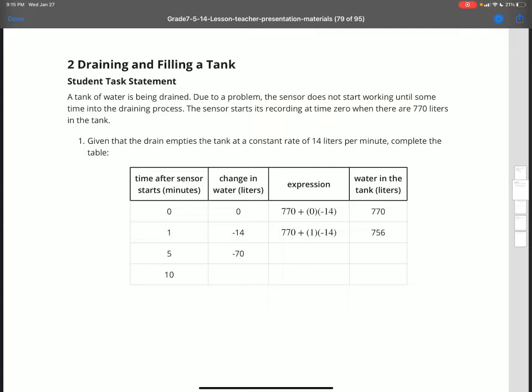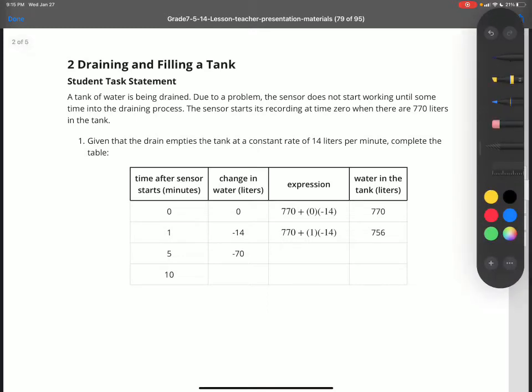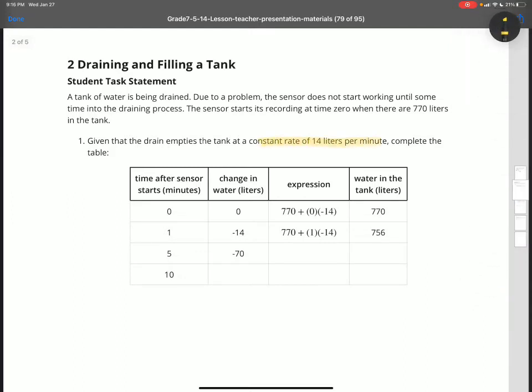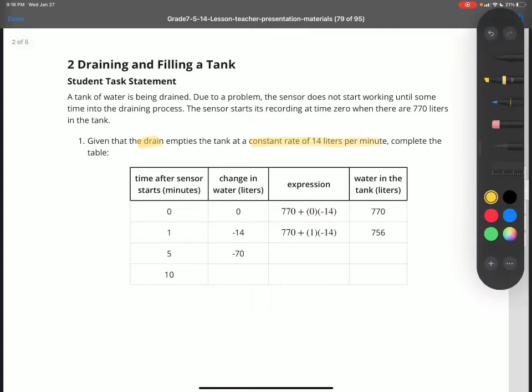table. All right, so something that's imperative for us to underline is the constant rate of 14 liters per minute, okay? I'm trying to highlight it for you guys. I'm sorry about that. And it's saying that it's being drained. So since it's draining something, this would be a negative 14. So it's almost like our unit rate will be negative 14 liters per minute. Okay, because we're draining it.